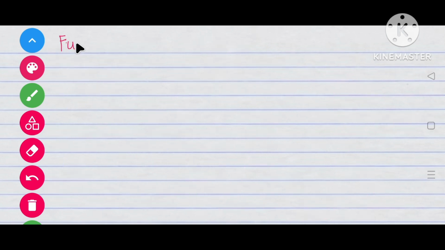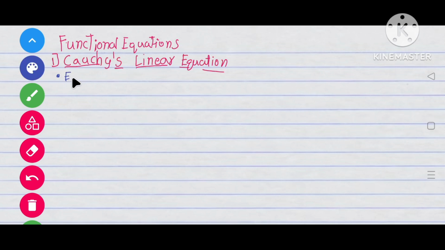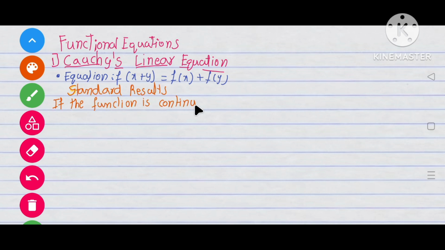Now let's move to the functional equations. First equation, Cauchy's equation: f of x plus y is equal to f of x plus f of y. Standard result: if the function is differentiable, then f of x is equal to kx, where k is a constant.